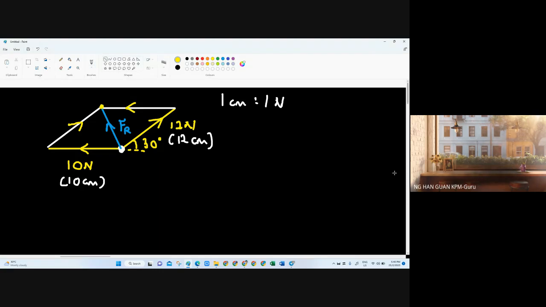Triangle of forces method means that you need to draw, usually as I said, we start with horizontal or vertical because it's easier. So we draw the 10 centimeter exactly, to represent 10 Newton, from the starting point here to the ending point, following the arrow. Then at this ending point, we continue with the 30 degree. We draw another one, 12 centimeter, at 30 degree. Measure the angle and measure the length. So this will be 12 centimeter with the angle 30 degree from horizontal.